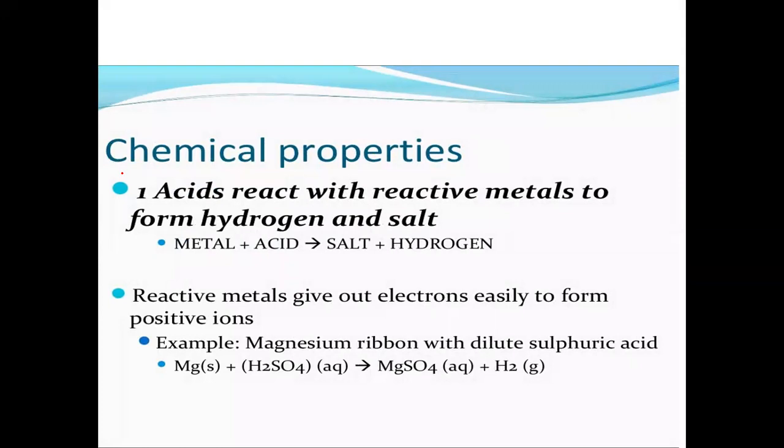Now we will learn about the acids' chemical properties. The first one is that acids react with reactive metals to form hydrogen and salt. Metal plus acid gives salt plus hydrogen. A reactive metal gives out electrons easily to form positive ions. Example: magnesium ribbon with dilute sulfuric acid, Mg plus H2SO4 gives MgSO4 plus H2.